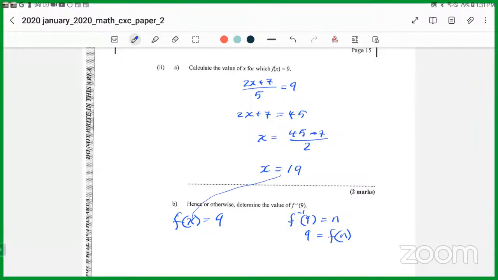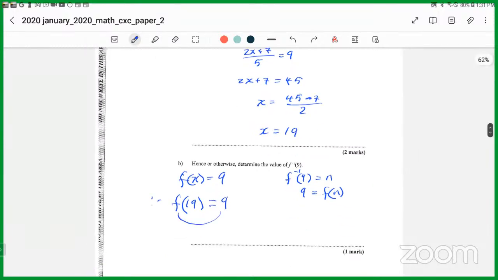And the x was 19. So it means therefore that f of 19 is equal to 9. And so if we transpose the f, that 19 is equal to f to the minus 1 of 9. And that's what they're asking us to find. That says 19.